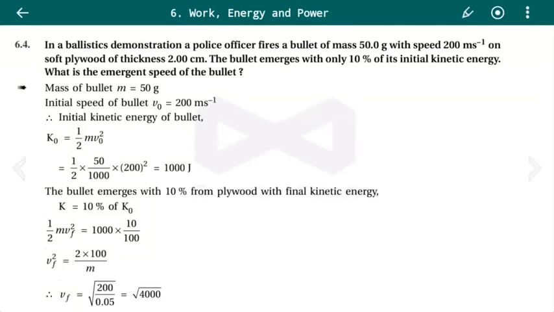Now let us see illustration number 4. In a ballistics demonstration, a police officer fires a bullet of mass 50 gram with speed 200 meter per second on soft plywood of thickness 2 centimeter. The bullet emerges with only 10% of its initial kinetic energy. What is the emergent speed of the bullet?